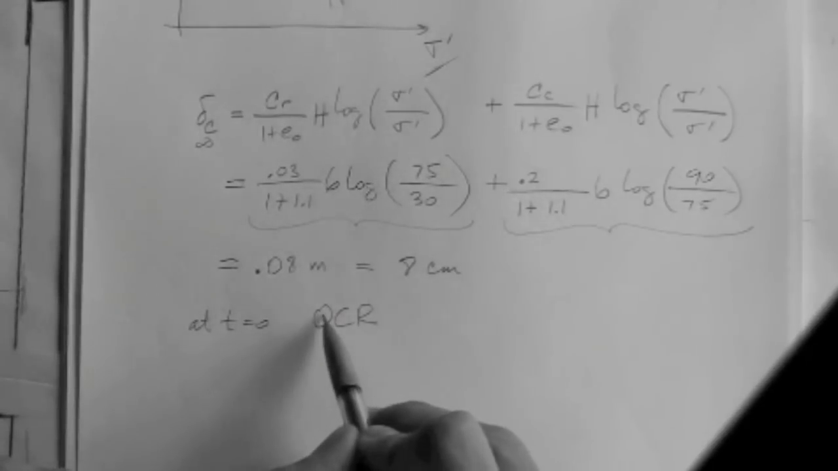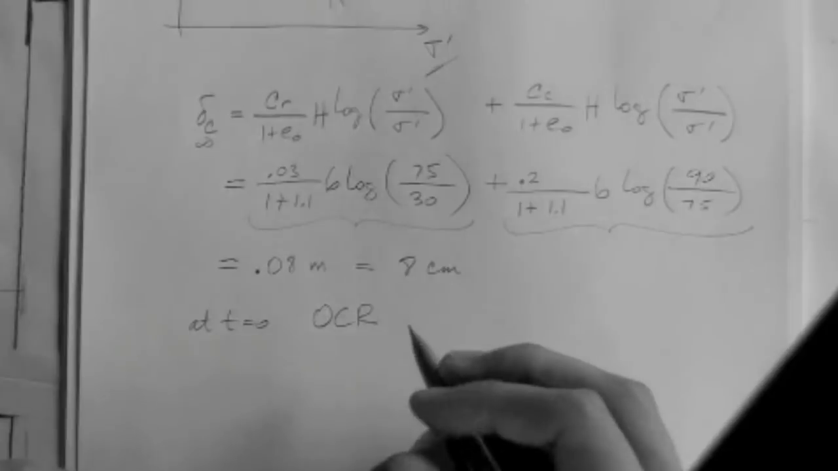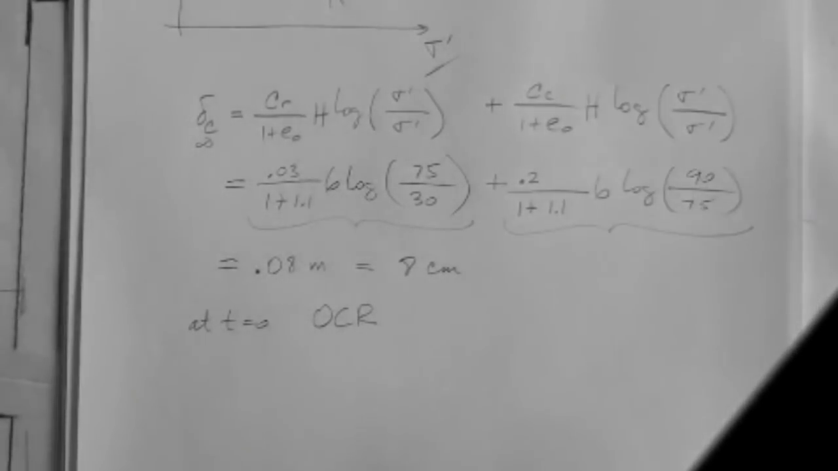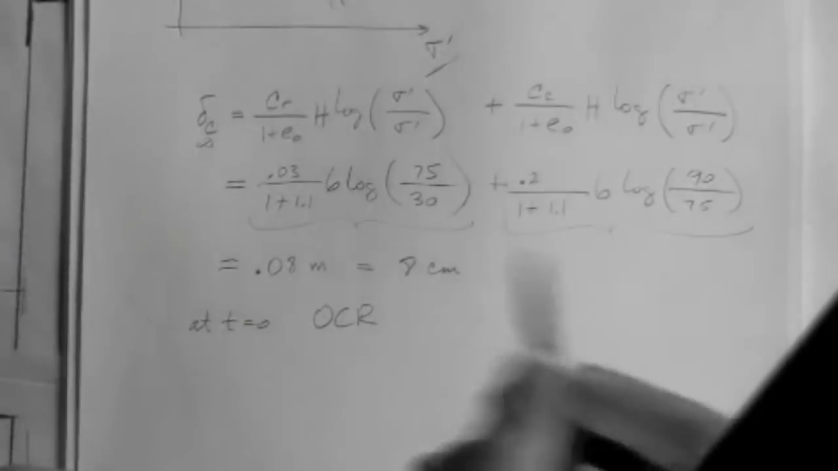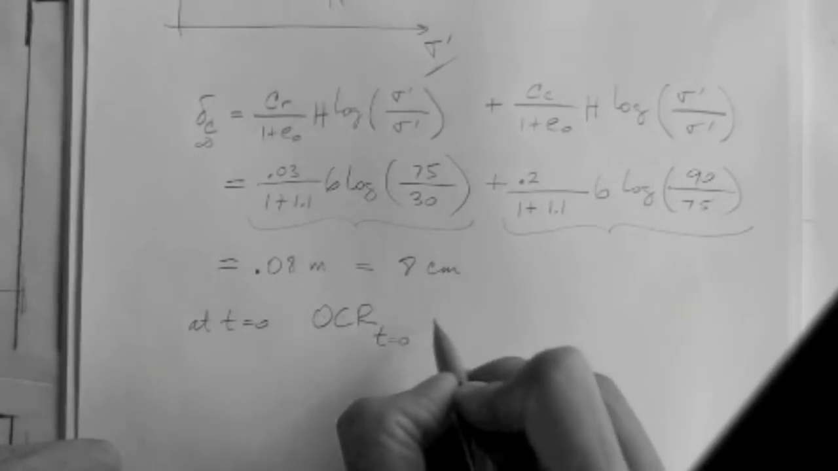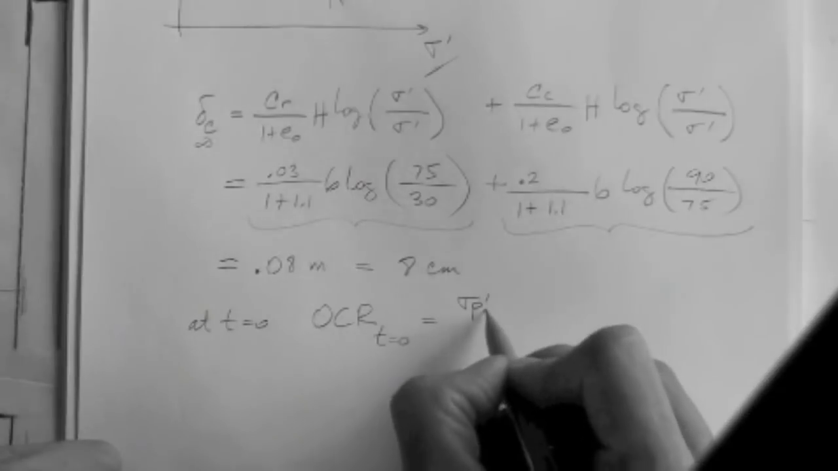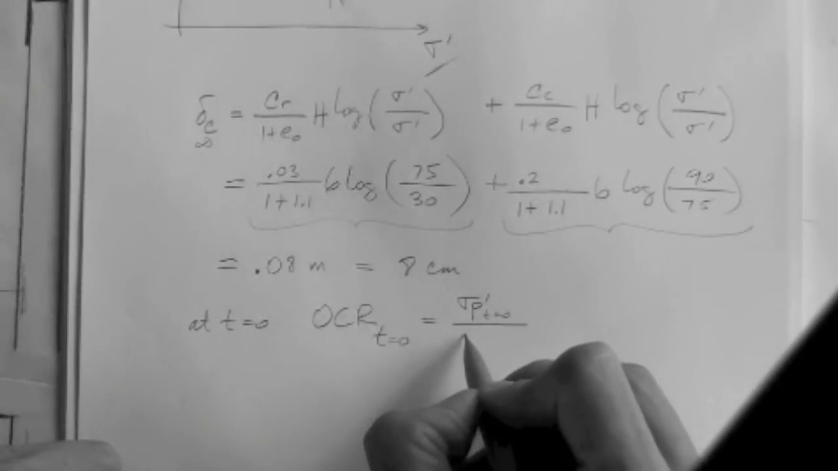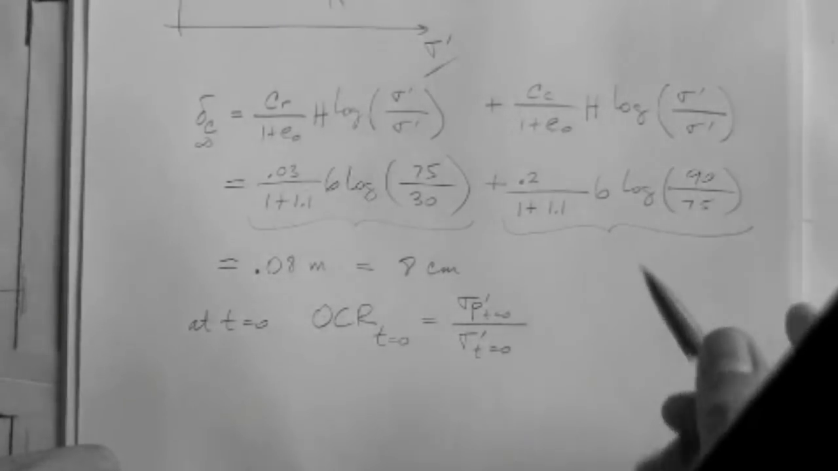Over-consolidation ratio, OCR, is used to denote that. Most people just say OCR instead of the long over-consolidation ratio, so we're going to adopt that. We're going to say OCR. The OCR, in this case at time equals 0, is the pre-consolidation stress at time equals 0 divided by the effective stress at time equals 0. Okay?